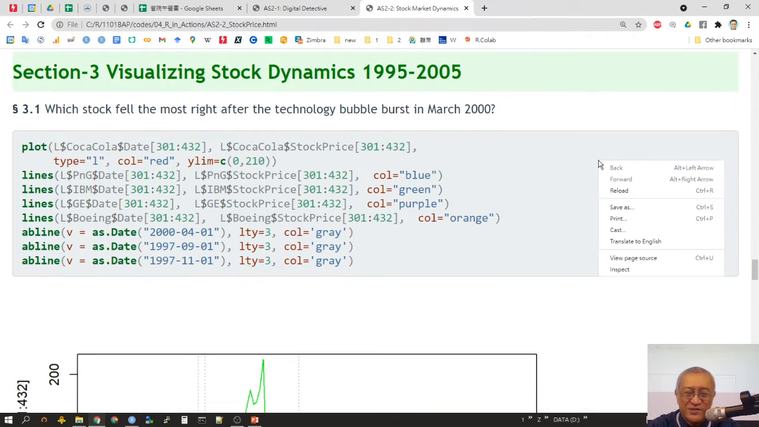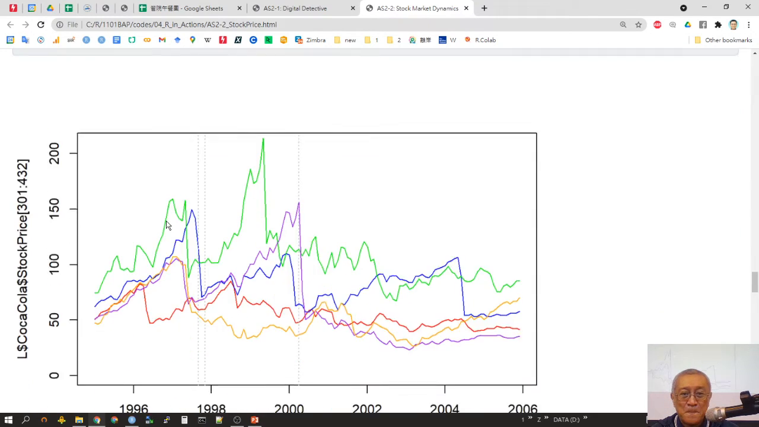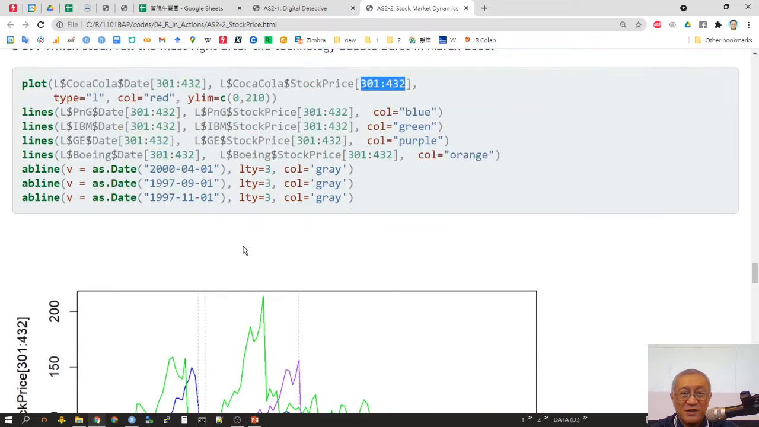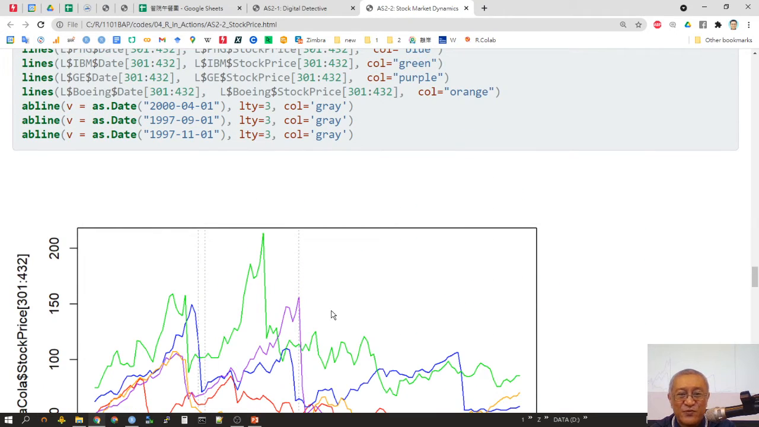And now this is actually the same thing, right? It's just that you only want to see 1995 to 2005. So we will have to shorten the period by using indexing. And you also need to draw in this assisting line before you can actually answer the question. Okay.